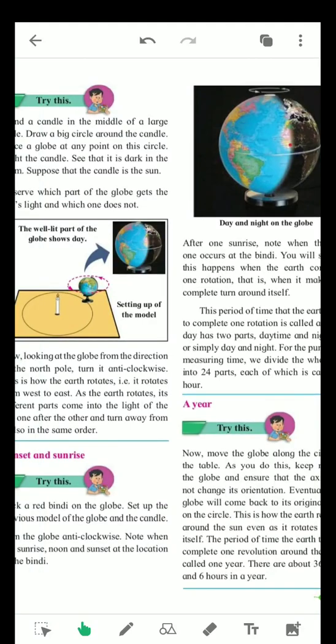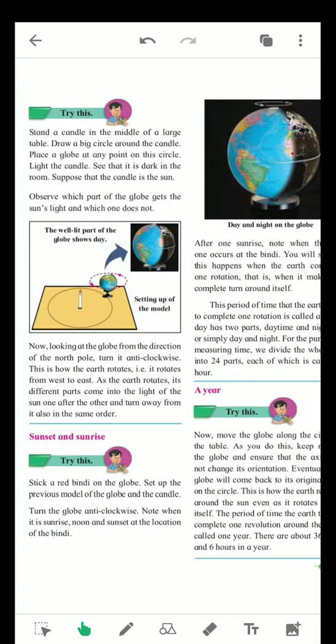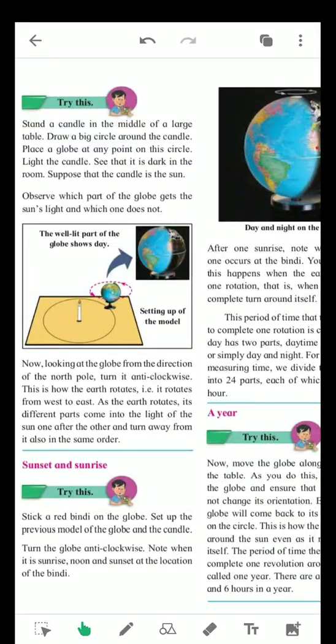Next experiment we have to do in this chapter is: stand a candle in the middle of the large table. This is our table. We are lighting a candle in the center of the table. Draw a big circle around the candle. Place a globe at any point of the circle. Here we are placing a globe.